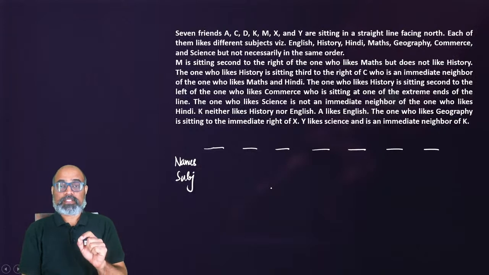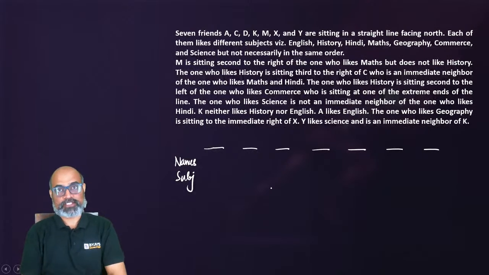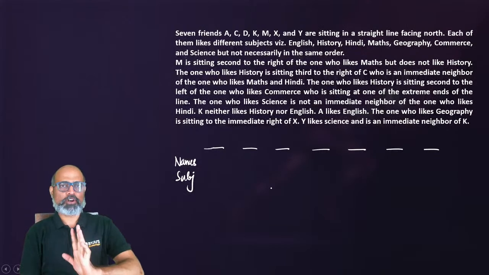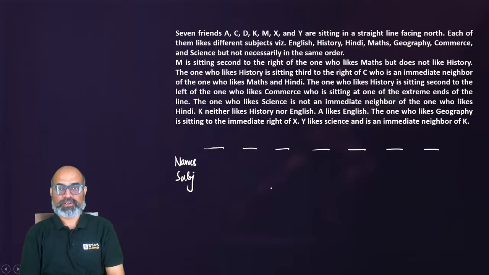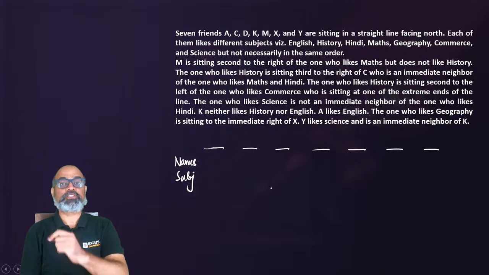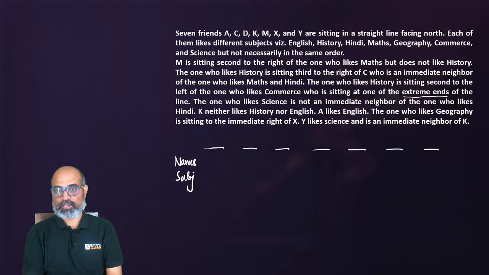Now we will try to find a statement wherein somebody's position is kind of fixed. M is sitting second to the right of 1, not fixed. Let's not read the part where they like any subject. The one who likes history is sitting third to the right of C, who is an immediate neighbor of the one who likes maths and Hindi, right? So that is also not a concrete one. The one who likes history is sitting second to the left of the one who likes commerce, who is sitting at one of the extreme ends of the line. Now this statement is going to help us start someplace, right?